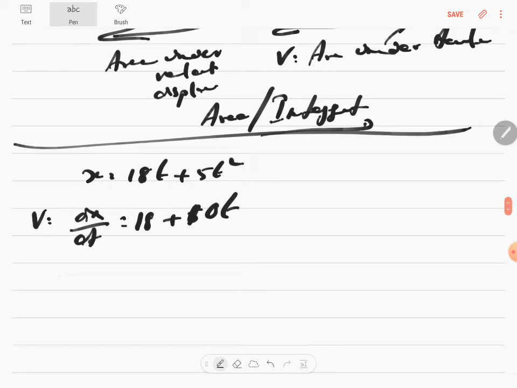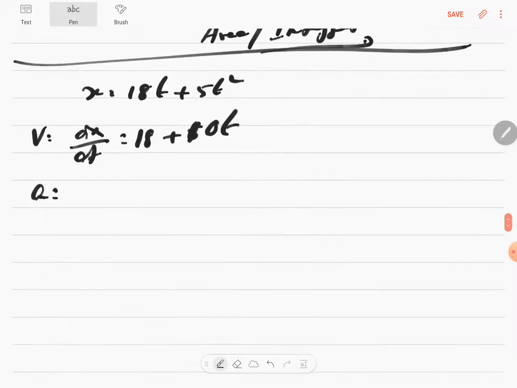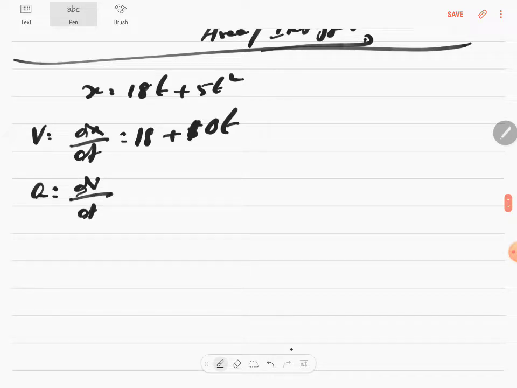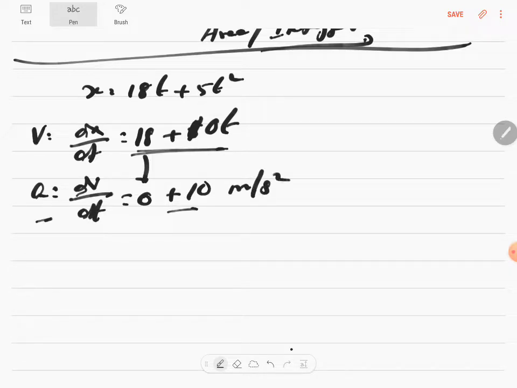So this is my velocity. Suppose I want to find the acceleration. Acceleration is nothing but dv by dt. If you differentiate the x-t graph you get velocity-time, and differentiating the velocity-time graph will get you acceleration. So you have to differentiate v, which is 18 plus 10t. 18 differentiation itself is 0, plus 10 into dt by dt is 1. So the answer is 10.